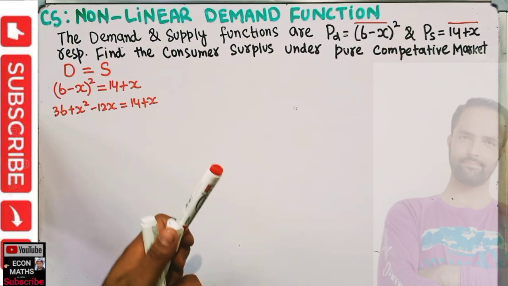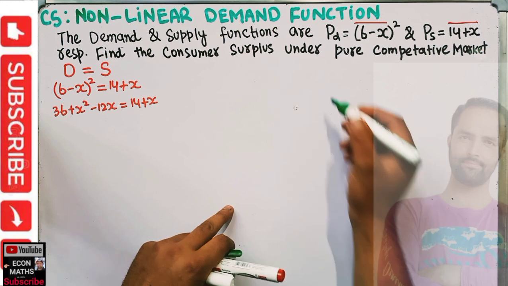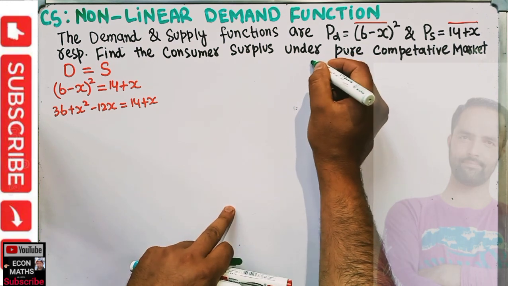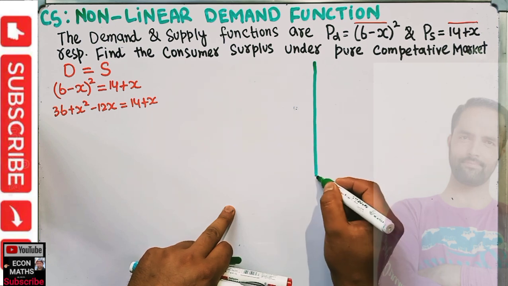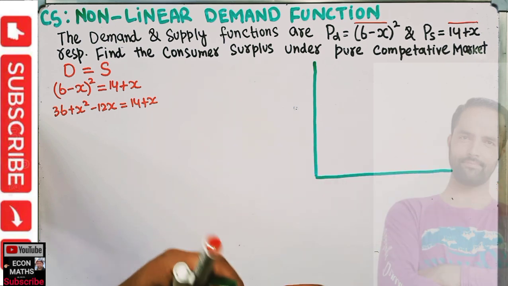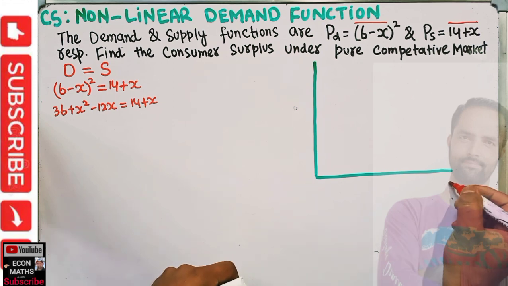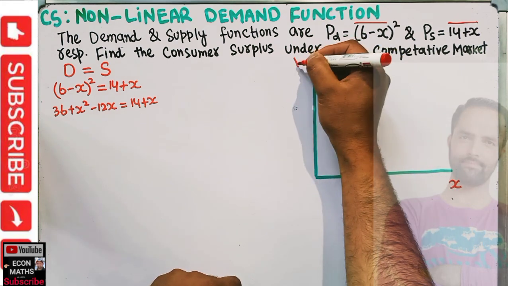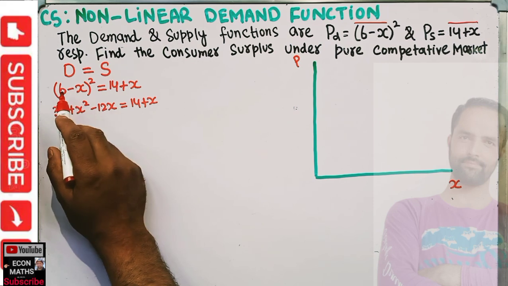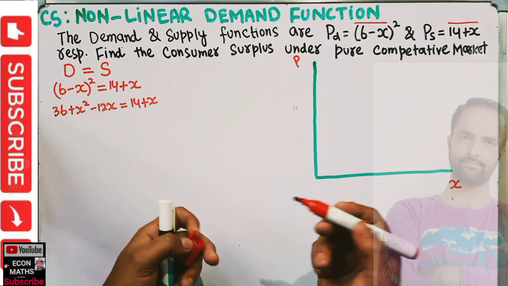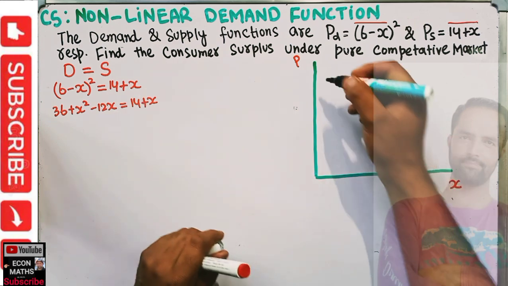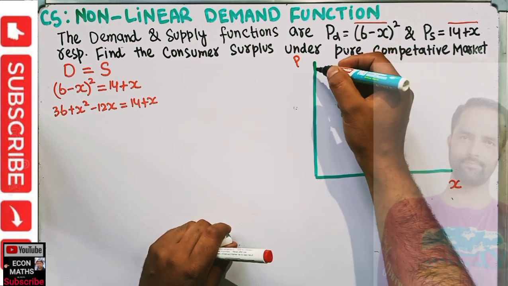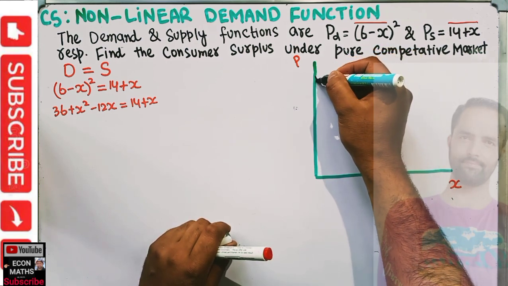Let me also draw the graph here. On this axis we have the quantity, on this axis we have the price. We have this quadratic demand function, and its graph will not be a linear one. So let me draw the graph like this.